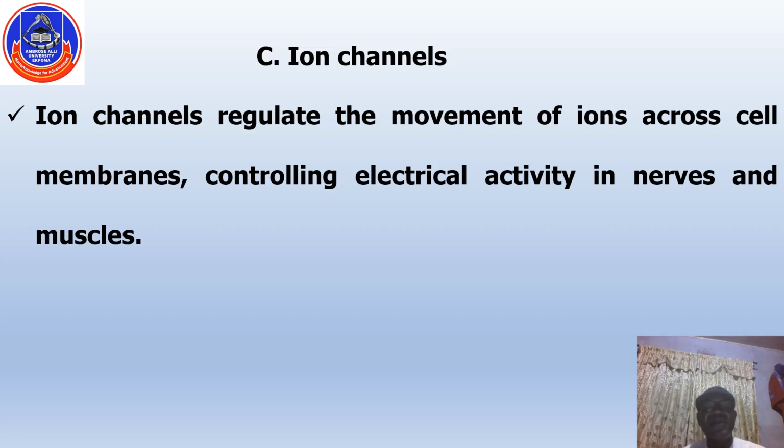Ion channels. These regulate the movement of ions across cell membranes, controlling electrical activity in nerves and muscles. Principally, the ions that are of interest here are sodium ion, potassium ion, calcium, and chloride ion.